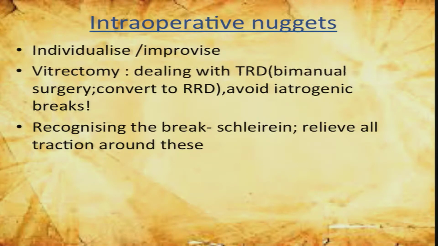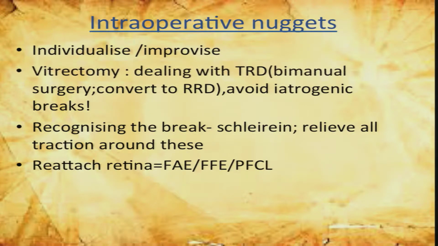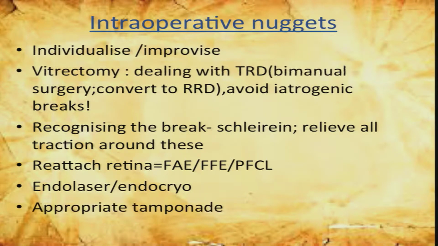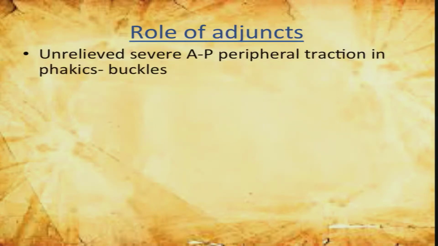Recognizing the break is possible under high magnification or by the phenomenon of Claren, which we are all familiar with. Because of the higher viscosity of the subretinal fluid, fluid-air exchange may not suffice to drain the subretinal fluid in many of these cases. So a fluid-fluid exchange, which we will discuss in a moment, is the way. And when you do that, you can see sclerin. Reattaching the retina is the next step. You may use either fluid-air exchange or a fluid-fluid exchange or a perfluorocarbon liquid to do that, and then endolaser and appropriate tamponade.